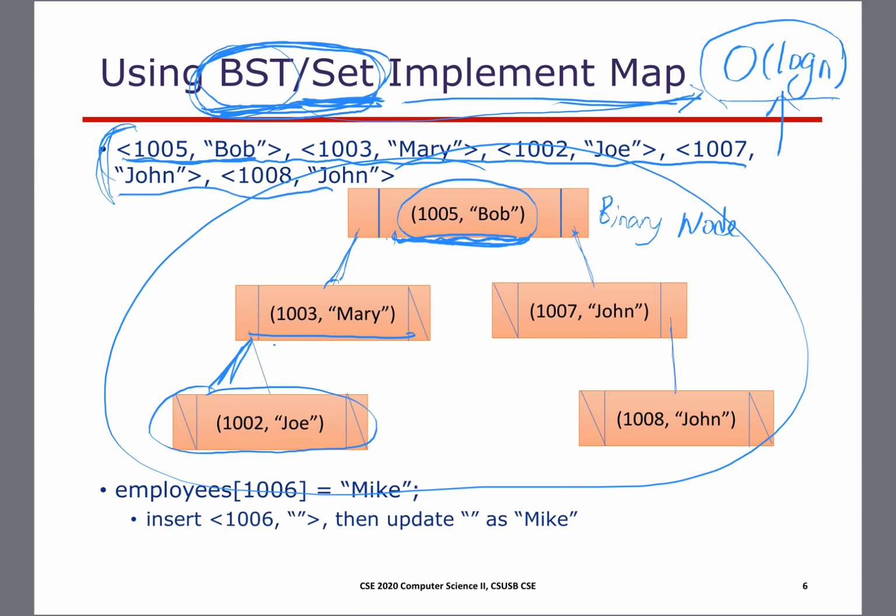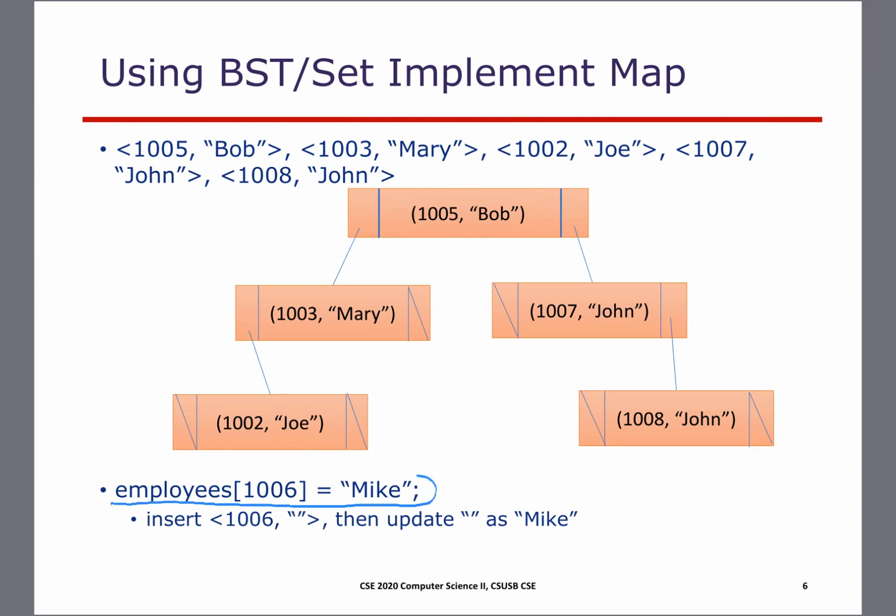Now we call the index operator employees[1006] = Mike. This means we will add a new entry in this binary search tree, or in this map. So we will find the right position for this new entry. It will be here, and then we create a new node for this entry. This is the leaf node, 1006 and Mike. Okay, so this key 1006 is not in the map, so the index operator will add this new entry in the map, or in this binary search tree.